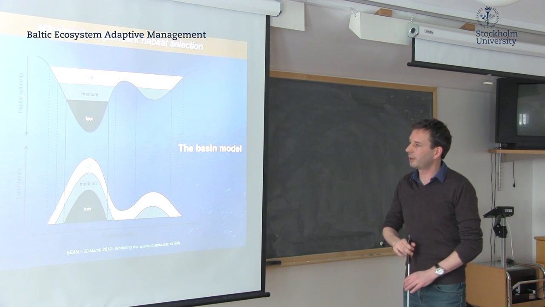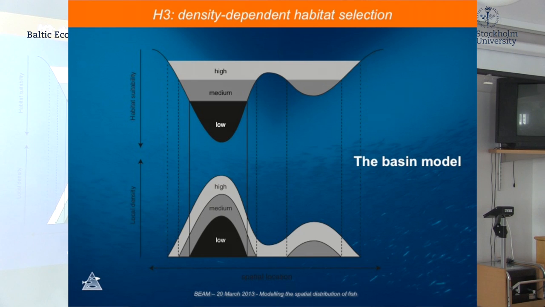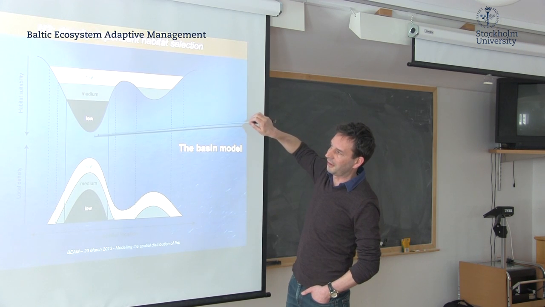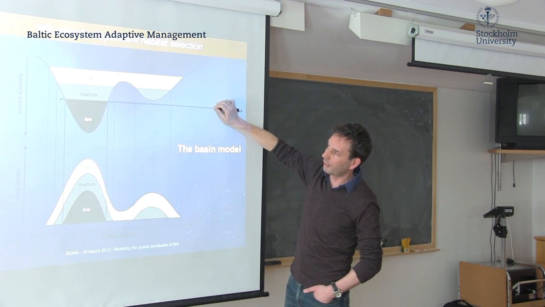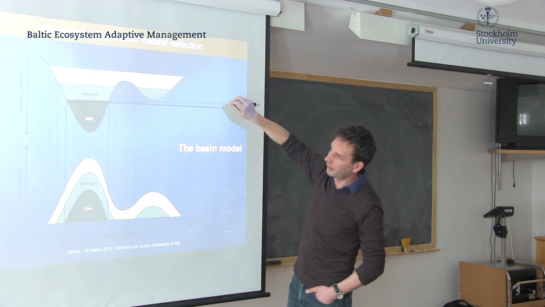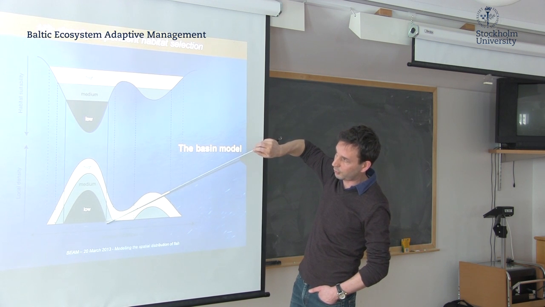So the basin model is called basin because you can actually model it with a kind of basin-like shape. And the idea here is that if this measures the suitability of the habitat, so if you are here, it's not suitable, and as you go down, it's more and more suitable. In the other direction is the amount of individuals you have in your population. If you have a relatively low number of individuals, they will occupy that space, which is represented here, so you will get that type of spatial distribution.